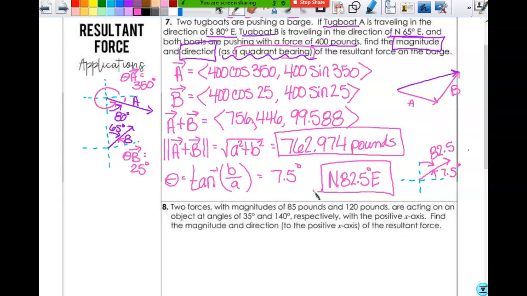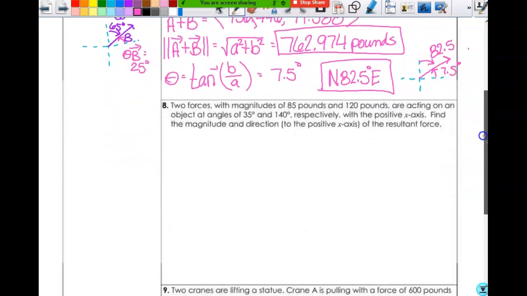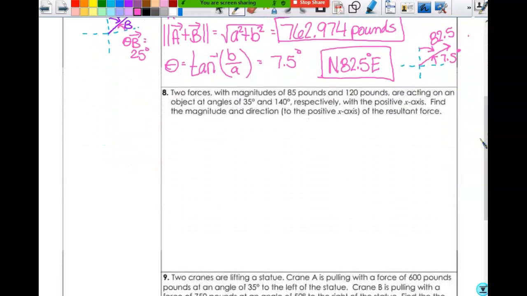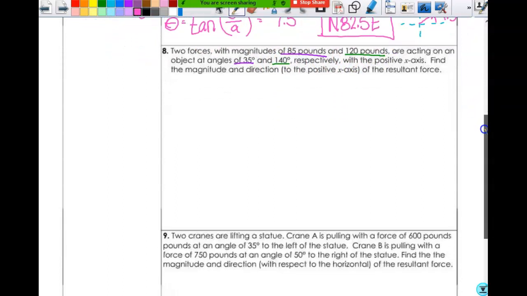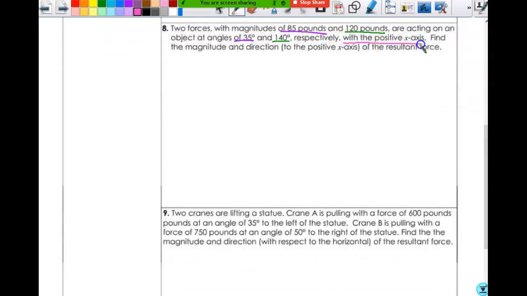Let's look at number 8. We have two forces with magnitudes of 85 pounds and 120 pounds acting on an object at angles of 35 and 140 respectively. So this 85 goes with the 35 degrees, the 120 goes with the 140. And it says, not only respectively, but with the positive x-axis. That's great news, because that means it starts here with 0. Basically, that's theta. They gave me theta.